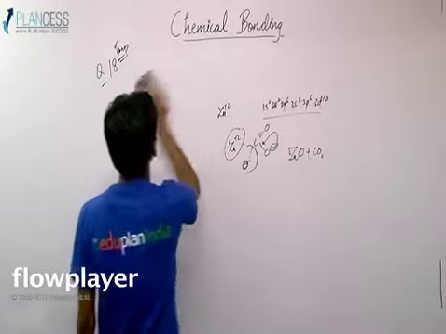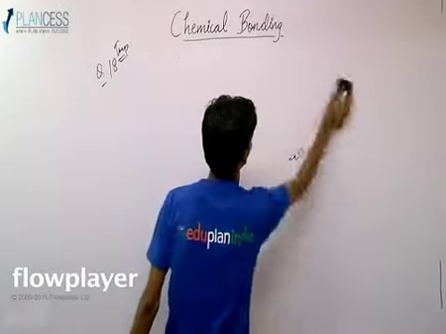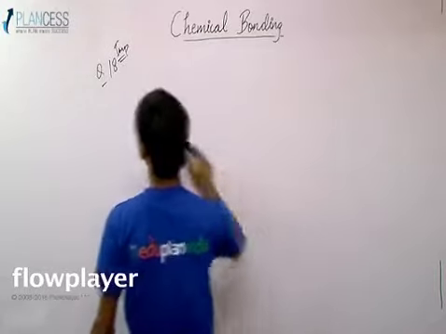So the next question is again an objective question, that is question number 19.